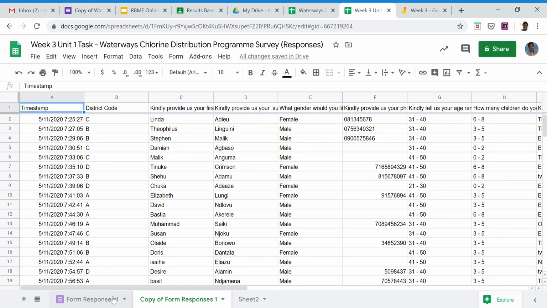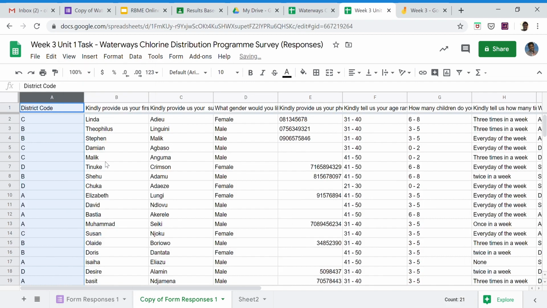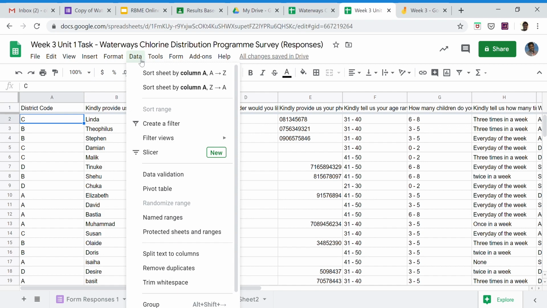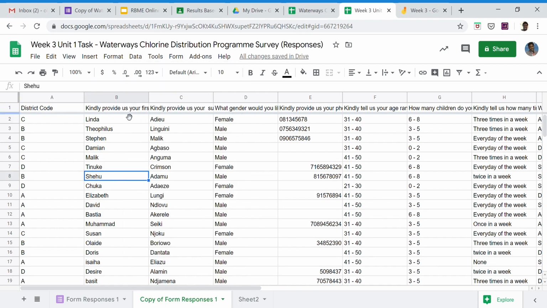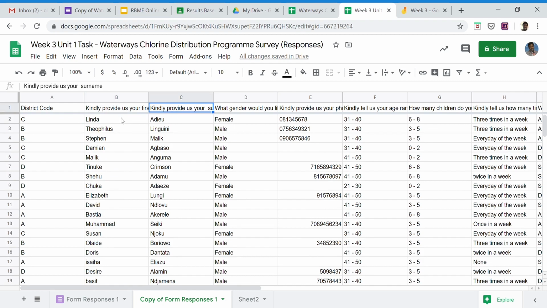So I leave this as the original format, then I come here and start removing what I do not want. I do not actually want this timestamp, so that's gone. One thing you need to look out for, like I said, is duplicates and double entry, so you don't have that. It's very important.